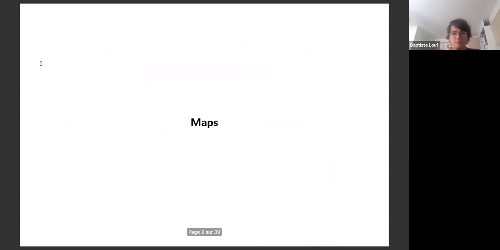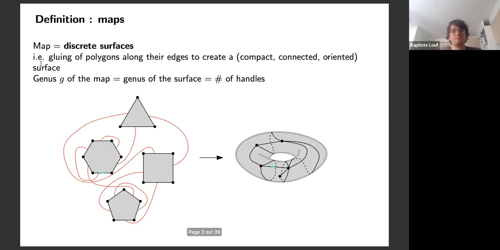I will start with maps, giving you an informal introduction to maps. This is more or less my domain of expertise. So what is a map? Roughly speaking, a map is a discrete surface. In more detail, it's the data of some polygons and the gluing along their edges to create a surface.